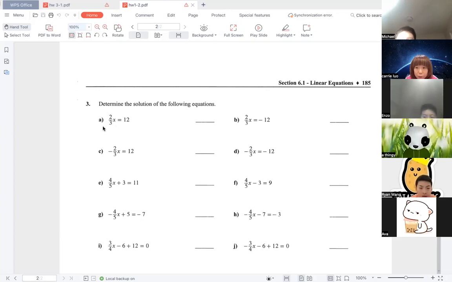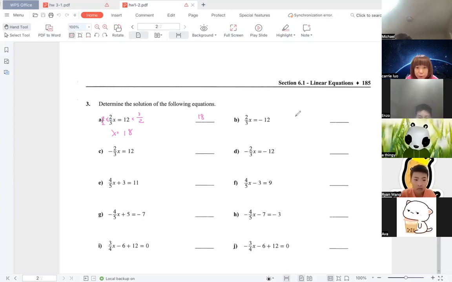Understand? Okay, so if we want just x, we can just times 3 over 2 for the left side and 3 over 2 for the right side. Do you understand what I mean? Yes. Enzo, I remember now. Okay, so now 2 over 3 times 3 over 2 equals what? Equals 1, so it's just x. So 12 times 3 over 2 equals what? Equals 18, so x equals 18. Got it?